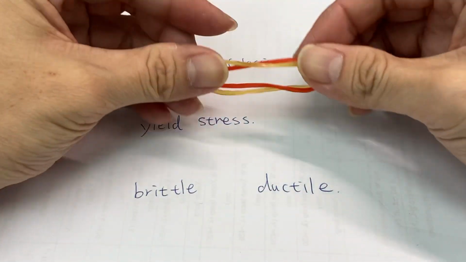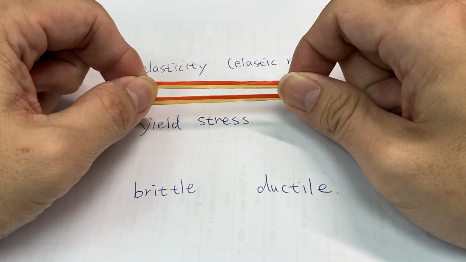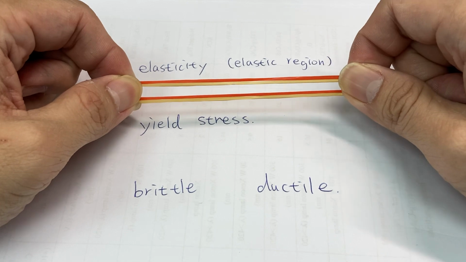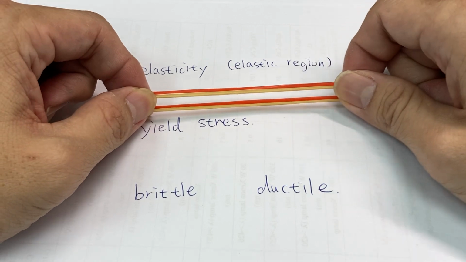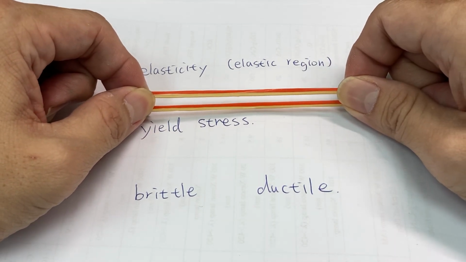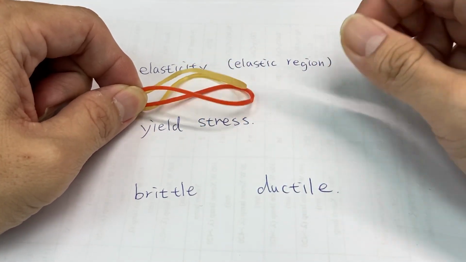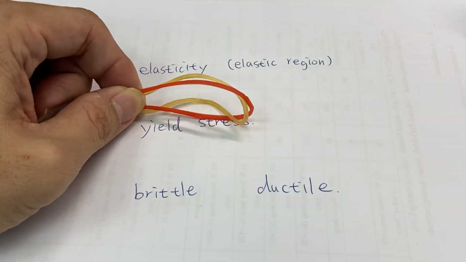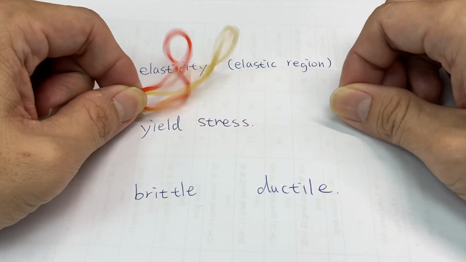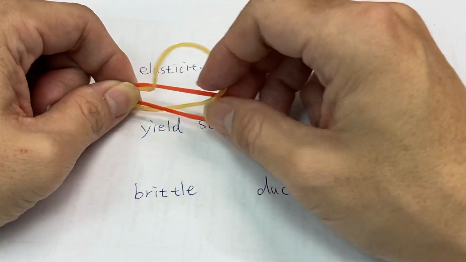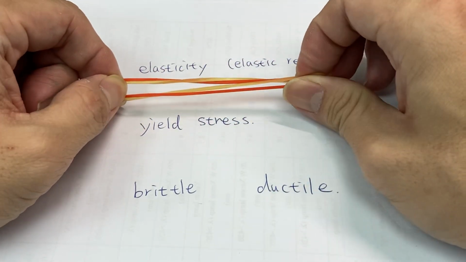Suppose I have this rubber band. If I apply a normal stress on this rubber band, initially it's here, and I apply a stress. Then when I release the force, it can restore to its original state. The original state is here, I apply a normal force, and after I release the force, it will come back to its original situation.